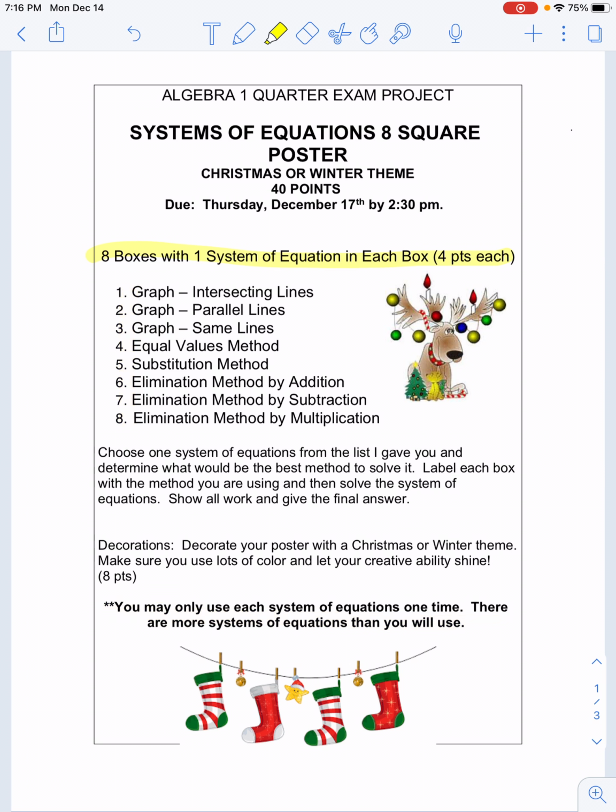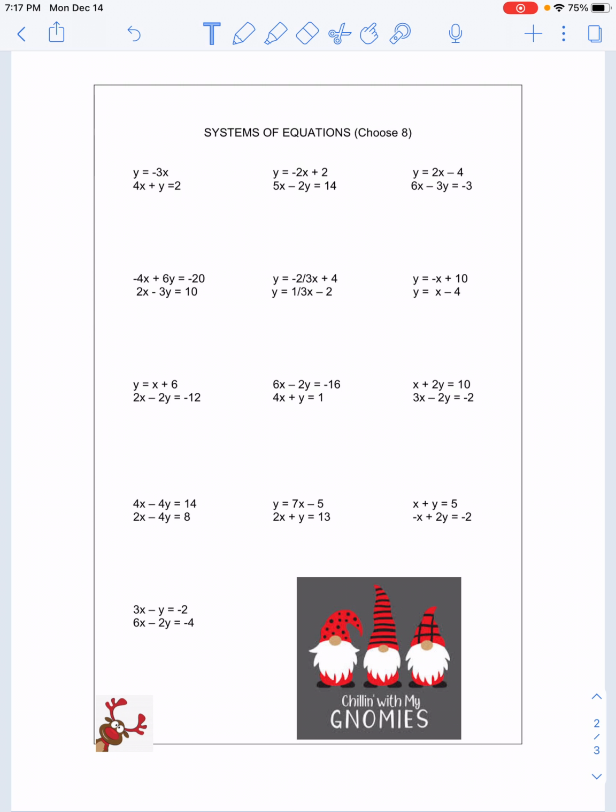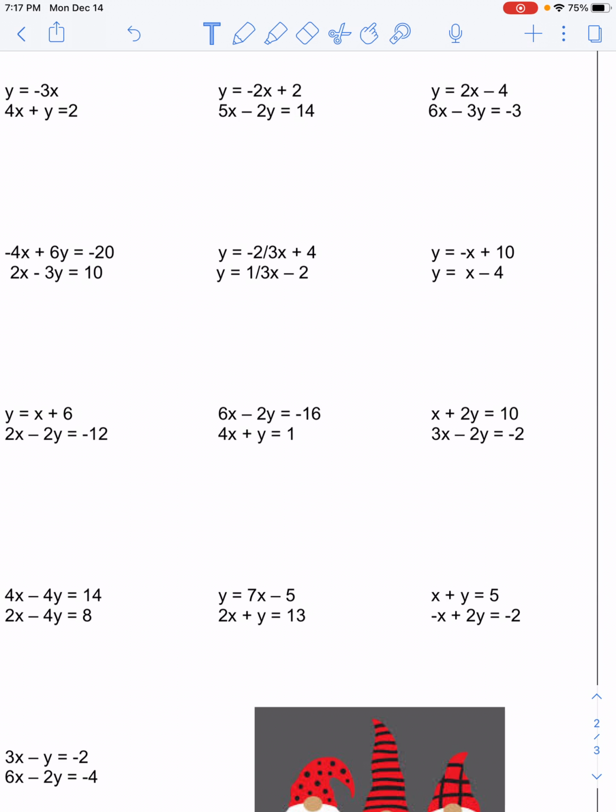All right, so going over to the next page. This is where the bunch of systems of equations are. I give you a whole bunch of them. You only need 8. So for example, maybe you want to start with the equal values box. So you look around your systems of equations here and you're trying to find for equal values something that they're both set equal to y, something like that. So you could use that one for equal values method.